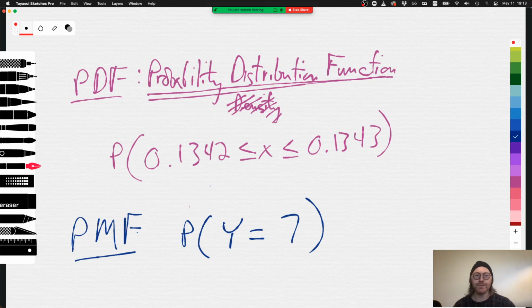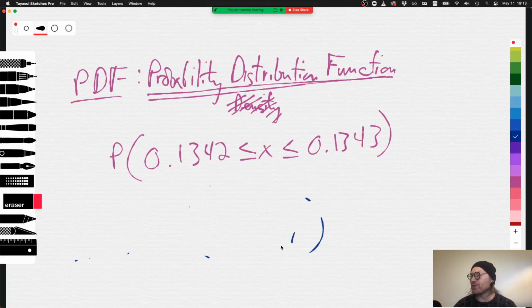And just to reiterate this, the probability of a single exact outcome in a continuous distribution is going to be 0. The reason being, as I said, if we're dealing with infinite precision, then we have an infinite number of places. Then there's an infinite number of potential values between, say, 0 and 1. So anything divided by infinity is going to be about as close to 0 as you can get.